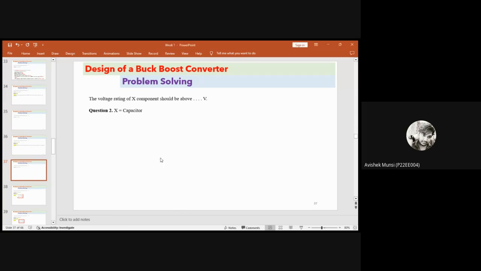Someone had answered it, so I'm giving a hint. That is basically 2% of the ripple plus this. So try to solve it now and give me the proper answer.